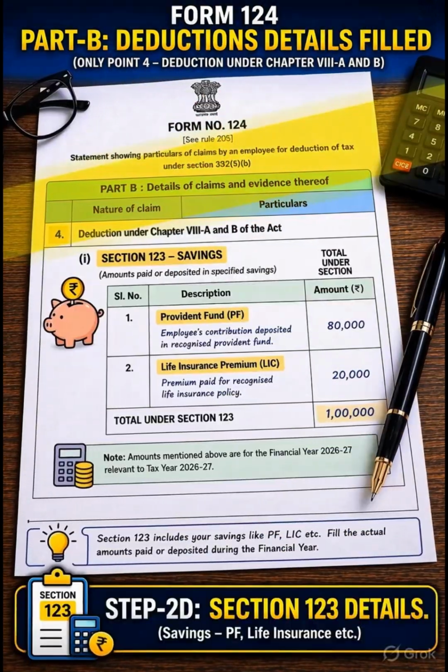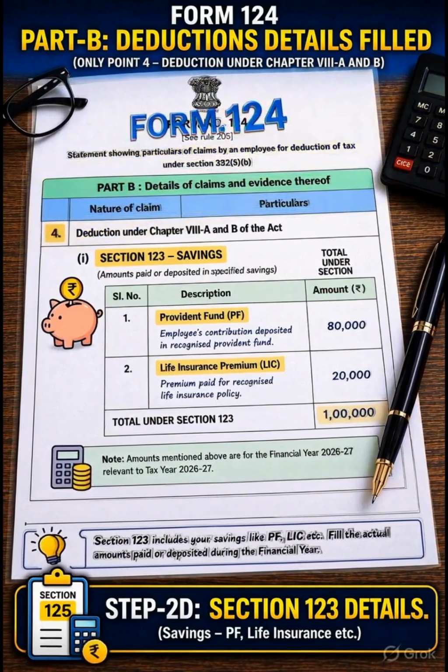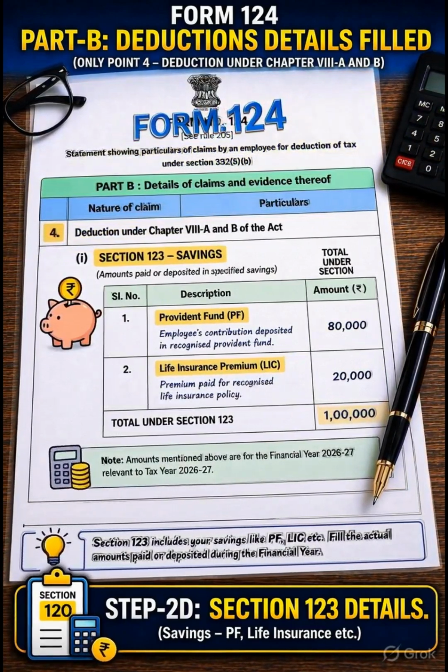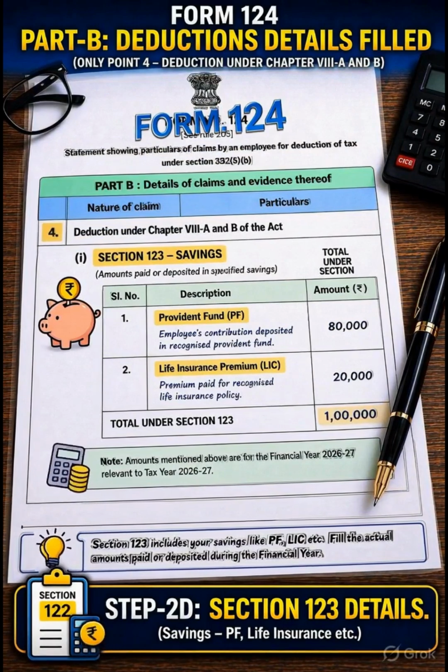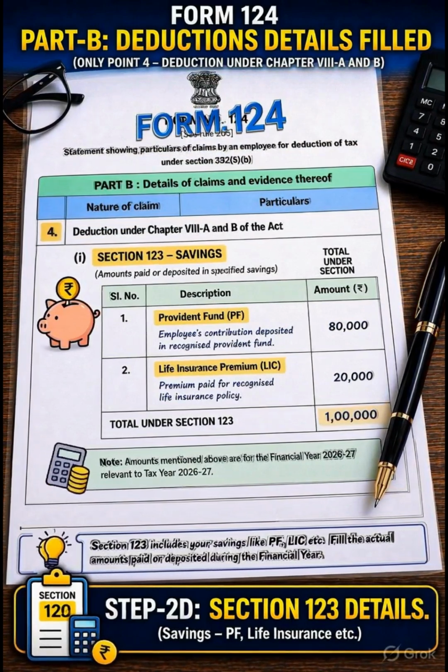This section includes only your savings, like your contribution deposited in Provident Fund, premium paid by you for life insurance policy. Fill these columns if amounts are actually paid or deposited during the year. Otherwise, don't claim.